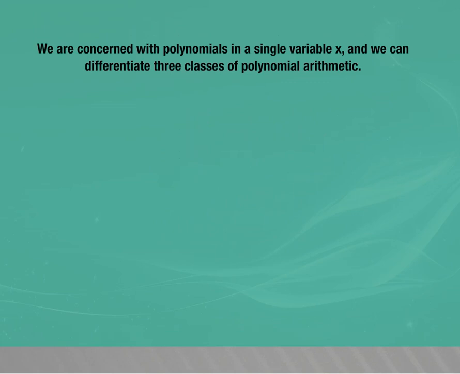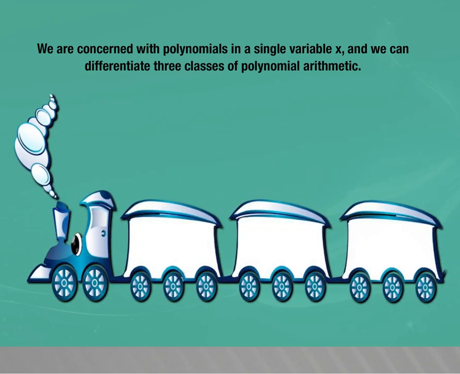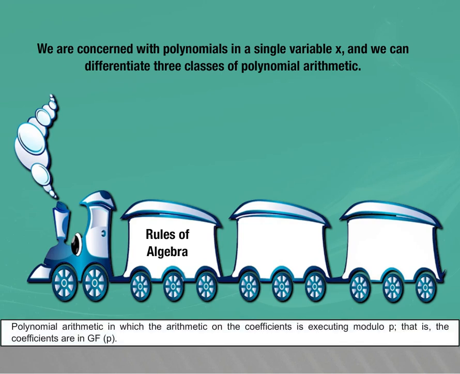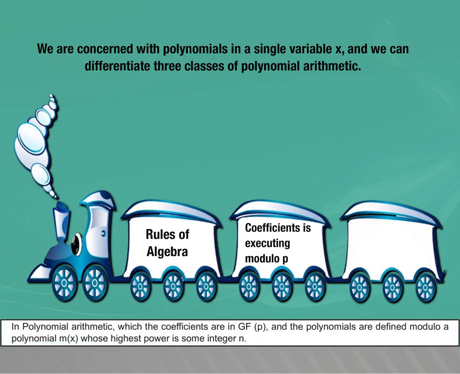We are concerned with polynomials in a single variable x, and we can differentiate three classes of polynomial arithmetic. Normal polynomial arithmetic using the basic rules of algebra. Polynomial arithmetic in which the arithmetic on the coefficients is performed modulo p, that is, the coefficients are in GF(p). And polynomial arithmetic in which the coefficients are in GF(p) and the polynomials are defined modulo a polynomial m(x), whose highest power is some integer n.